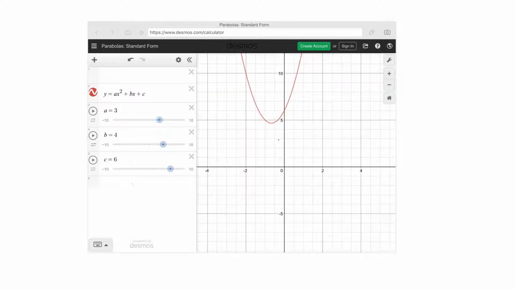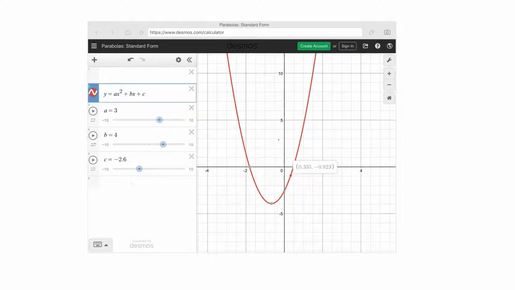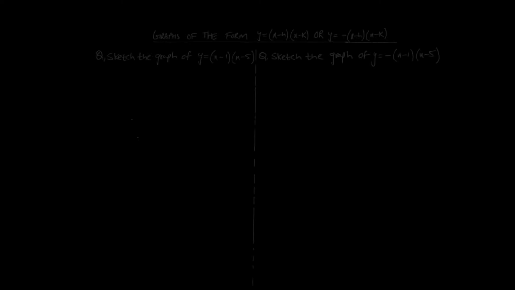Now there, changing the equation will somehow change the roots as well. So now there are roots present where your graph is cutting the x-axis. Okay, so now let's look at the graph of the form y equals x minus h times x minus k. Now these are the factorized form.